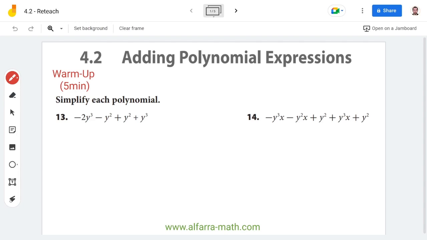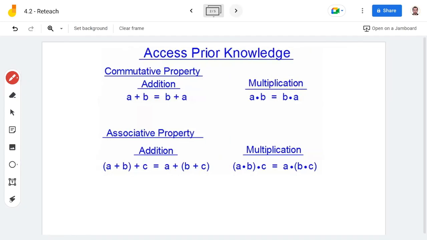Today we're going to start with the new lesson 4.2, adding polynomial expressions. Module 4 is an easy module, but you just need to practice and solve with different types of polynomials. So now let's start with this warm-up question. Try to simplify them. If you need help with a question, you can contact me at my website alvaramat.com. Now let's go and activate your prior knowledge.